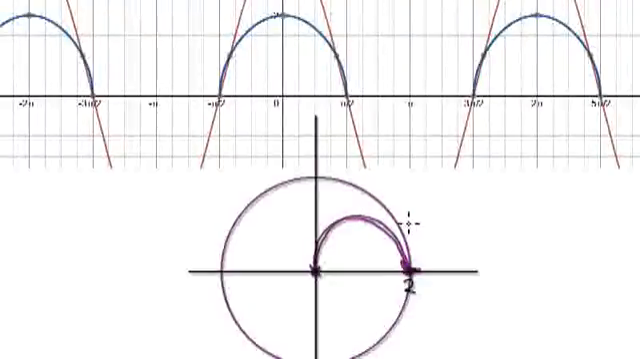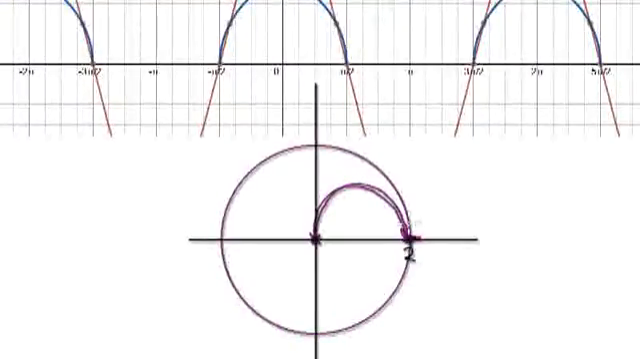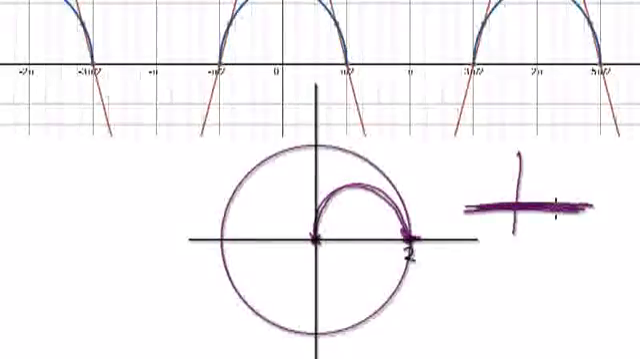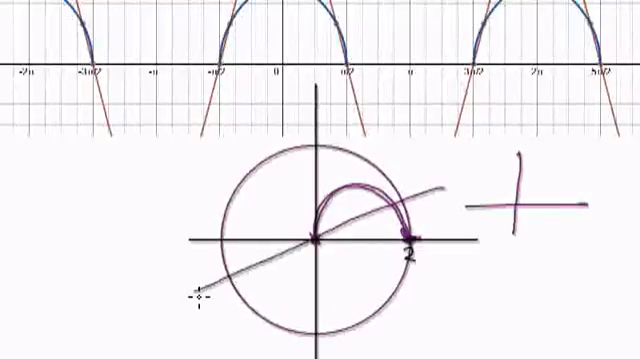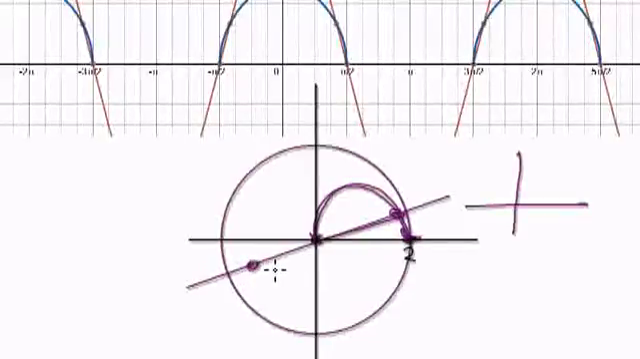Okay, and don't forget it's symmetrical. Earlier we said it's symmetrical along the x-axis, and it's also symmetrical about the origin. So what that means is, if you draw a straight line across the origin, then this point here will also map to here.